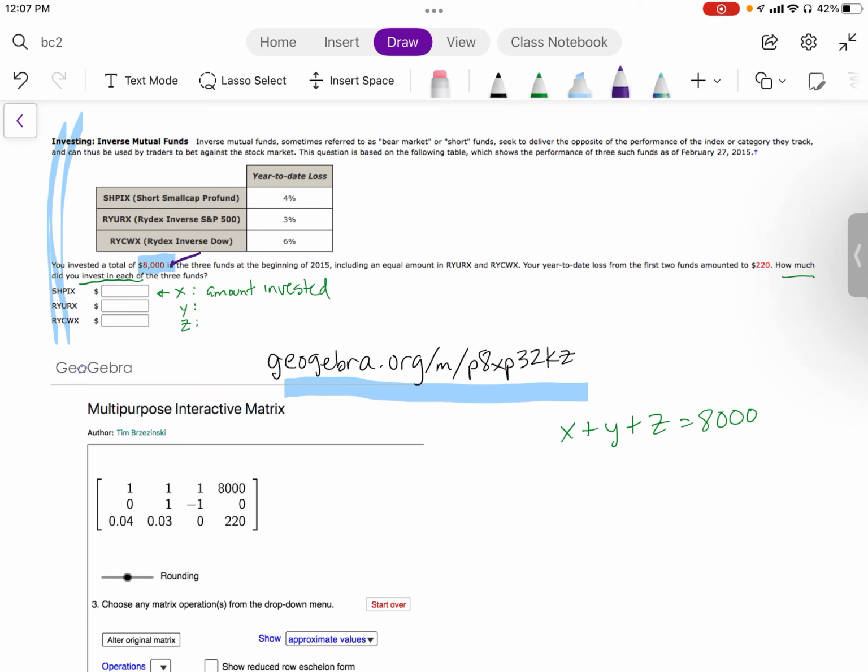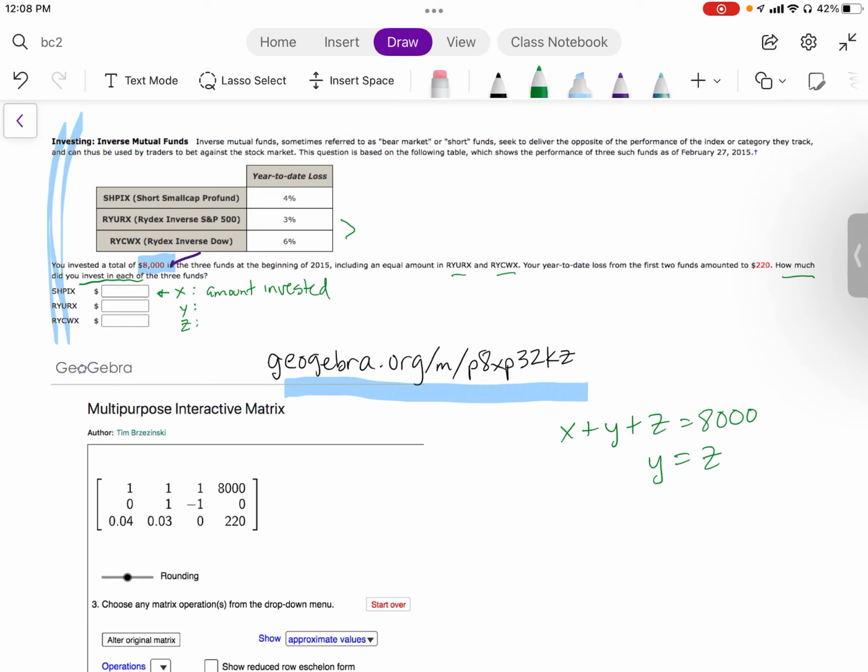including an equal amount in RYURX and RYCWX, so these two. So if those two were equal and I called Y the amount invested in the second, Z the amount invested in the third, I could then state that Y equals Z, right? The amount invested in Y is equal to the amount invested in Z. But better yet, because we want to save time and use technology, right?